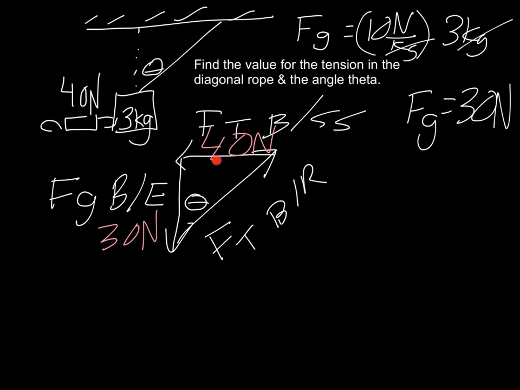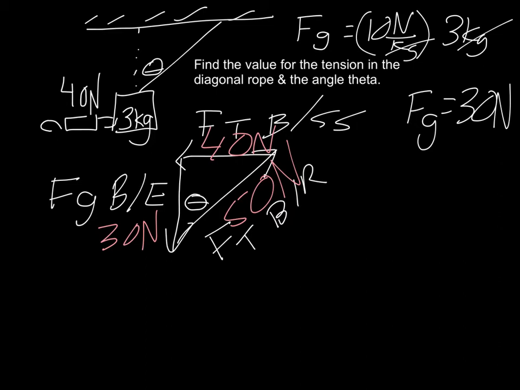I'm going to divide both of these by 10 because they both get divided by 10 pretty easily. So this will be 4 and 3. Oh wait, if this is 4 and 3, then this is a 3, 4, 5 triangle. So if this is 30 and this is 40, that must be 50. So 50 newtons. Let's see if that works out.